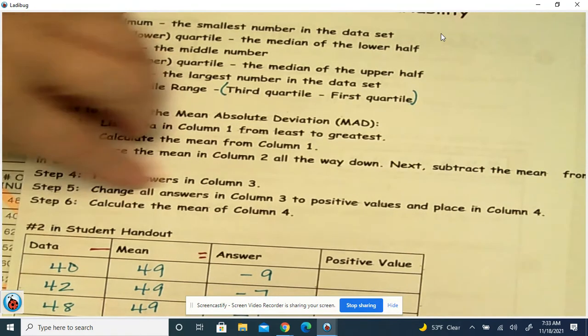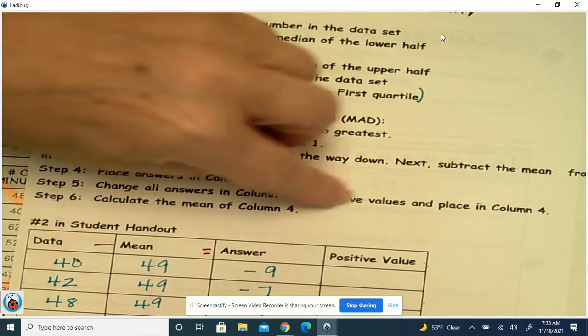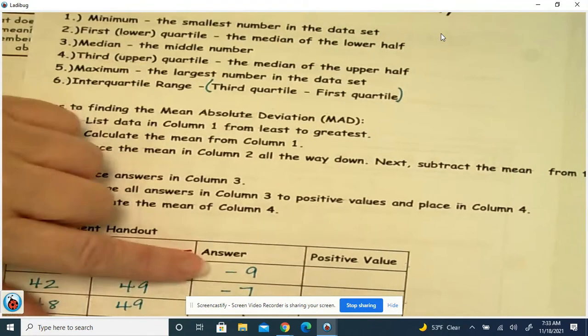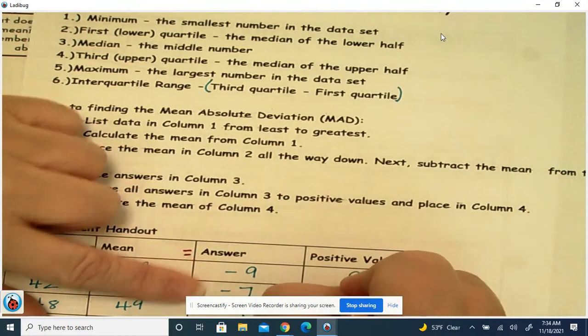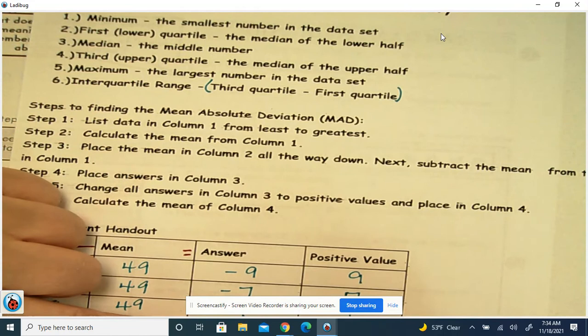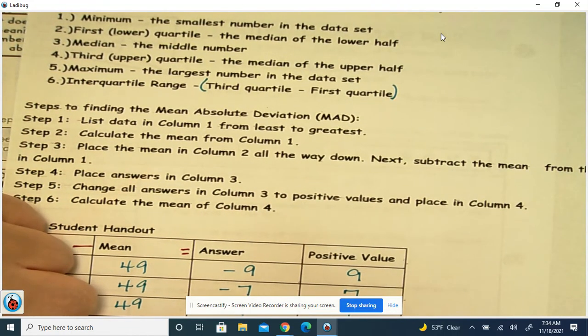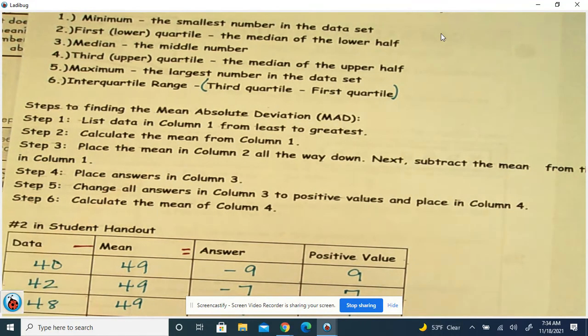So we're down to number 4. We placed the answers in column 3. Then it says change all answers in column 3 to positive values and place in column 4. So a positive value of -9 is 9, -7 is 7, -1 is 1, -10 is 10. Then we have 3, 11, and 13. So we're going to add those up. We've got 9 plus 7 plus 1 plus 10 plus 3 plus 11 plus 13. And that gives us 54.